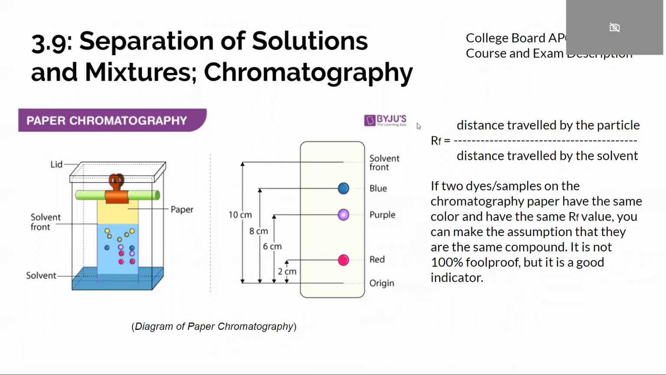So right here we have this RF factor, which is the distance traveled by the particle over the distance traveled by the solvent. So if we wanted to analyze the RF factor for purple, it'd be 6 divided by 10. And so if two dyes or samples on the chromatography paper have the same color and the same RF value, you can make the assumption that they are the same compound. It is not 100% foolproof, but it's a good indicator.